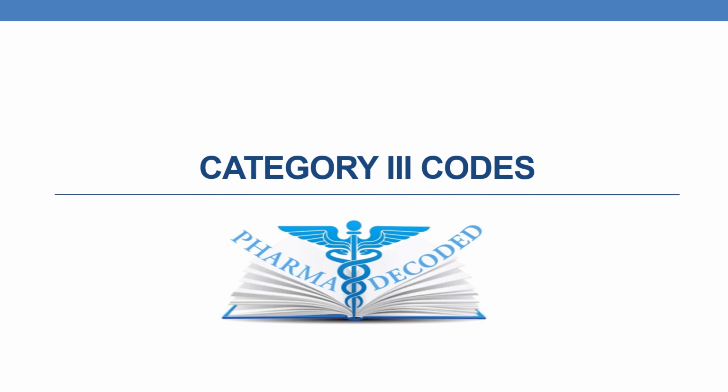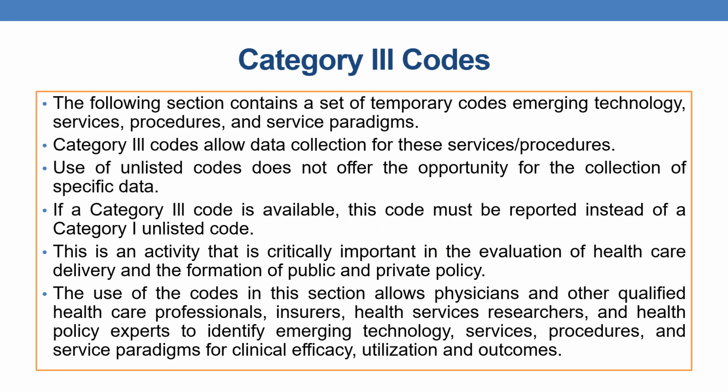Hello everyone, now let us discuss category 3 codes with some examples. So what are category 3 codes? The category 3 codes contain a set of temporary codes regarding emerging technological services, procedures and service paradigms. They allow data collection for these services or procedures. Use of unlisted codes does not offer the opportunity for collection of specific data. And whenever a category 3 code is available, this code must be reported instead of a category 1 unlisted code.